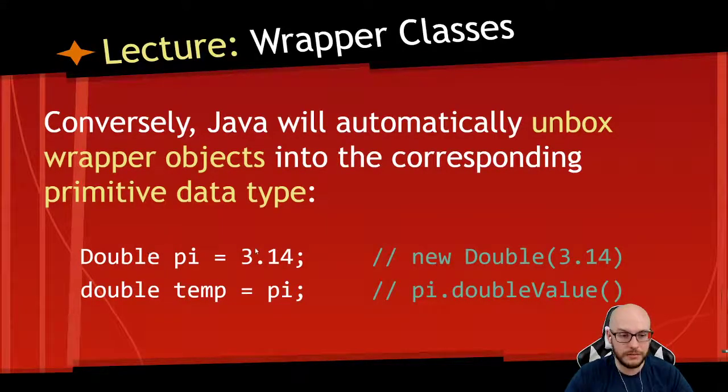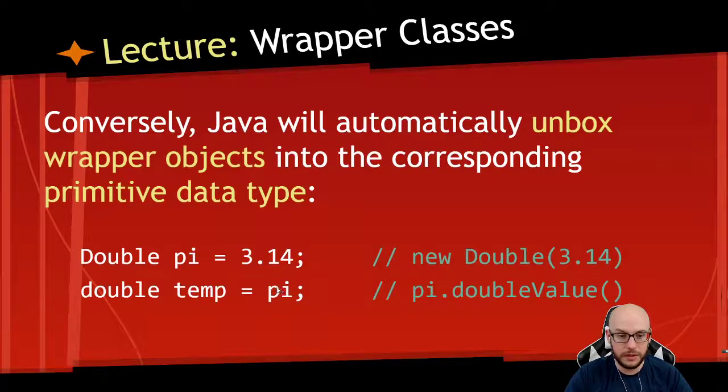Take a look at this. I have 3.14, and I'm saving it into the Double object pi. In theory, this shouldn't work. This is a primitive data type. This is an object. It does work because behind the scenes, it's going to make a call creating a new Double object using 3.14.